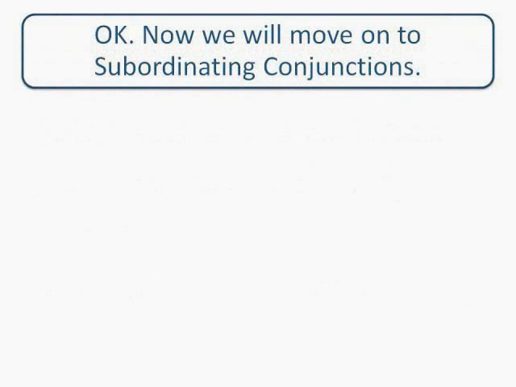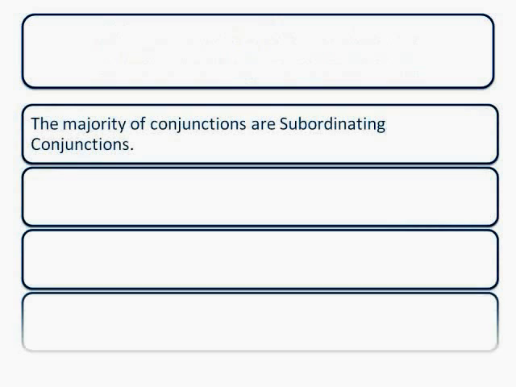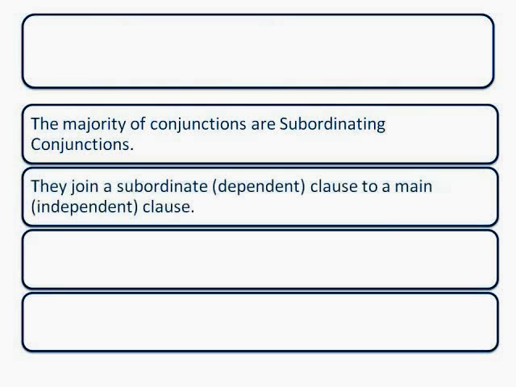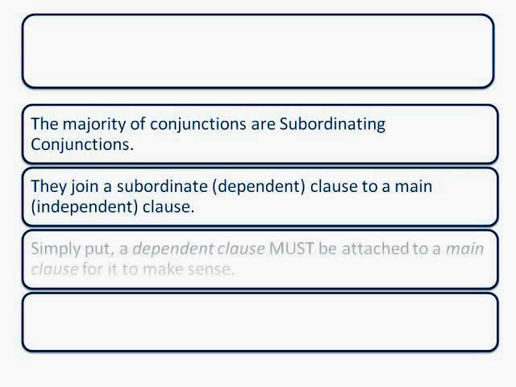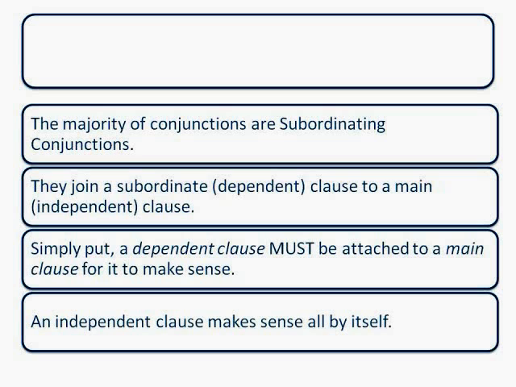Okay, now we will move on to subordinating conjunctions. The majority of conjunctions are subordinating. That means they join a subordinate or dependent clause to a main or independent clause. Simply put, a dependent clause must be attached to a main clause for it to make sense. An independent clause makes sense all by itself.